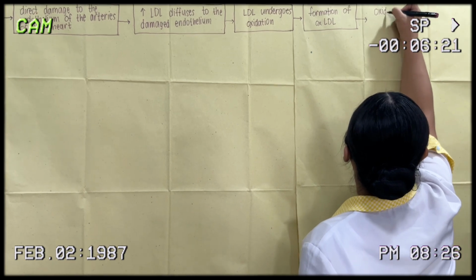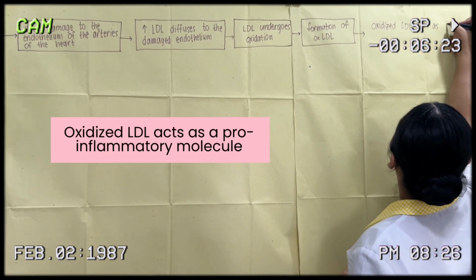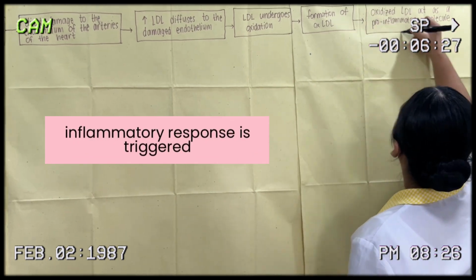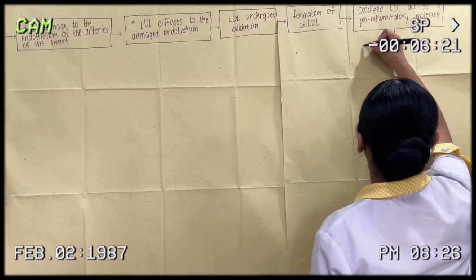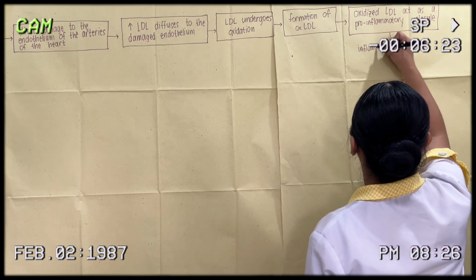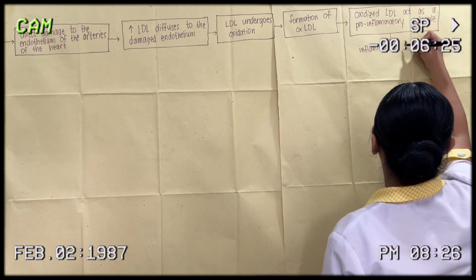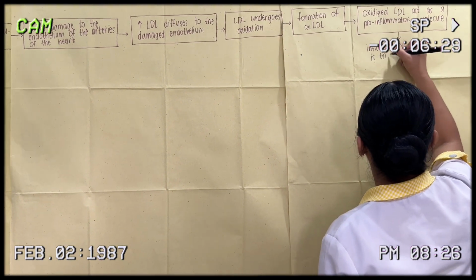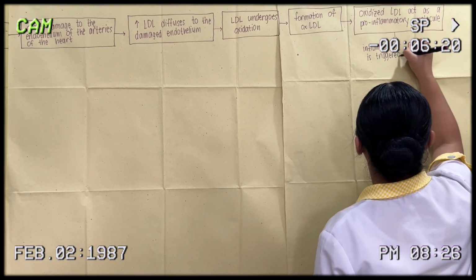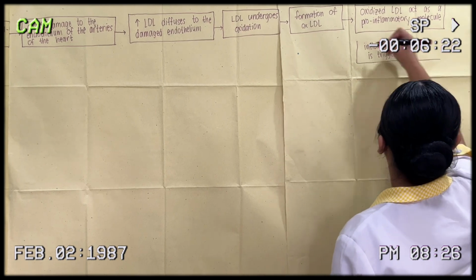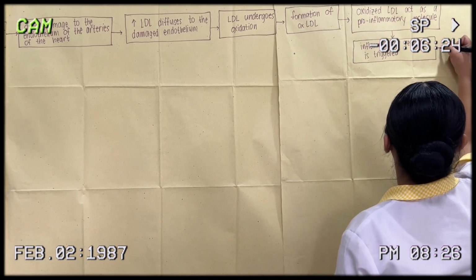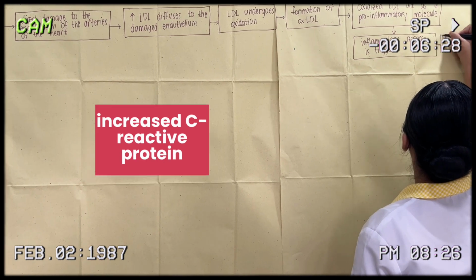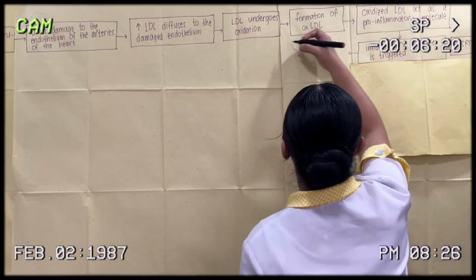The oxidized low-density lipoprotein becomes a pro-inflammatory molecule which triggers an inflammatory response to activate endothelial cells and attract immune cells to the injury site. An increased C-reactive protein then appears because it is the product of an acute inflammatory reaction where it is released by the liver when the process of inflammation takes place.